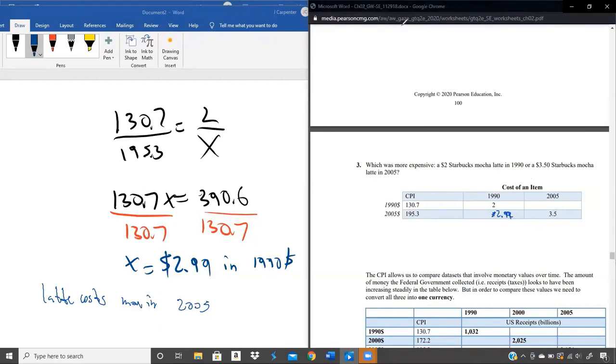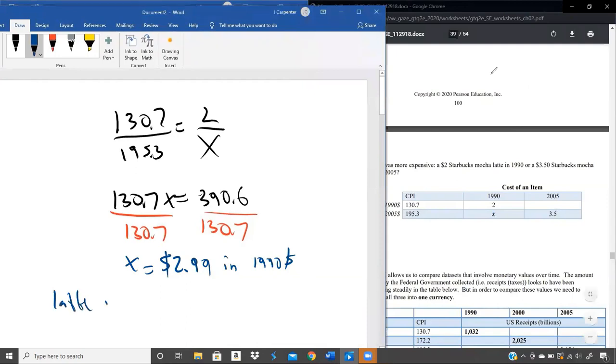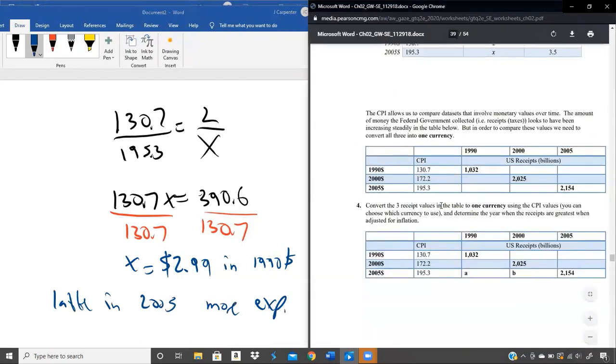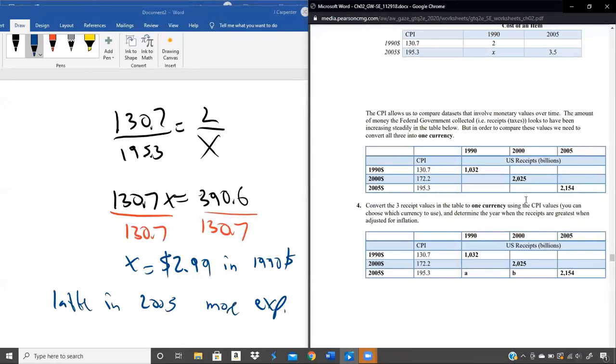All right, so let's clear our screen. I just realized that the answer is going to go away. The latte in 2005 is more expensive. There we go. So this brings us to our quiz.